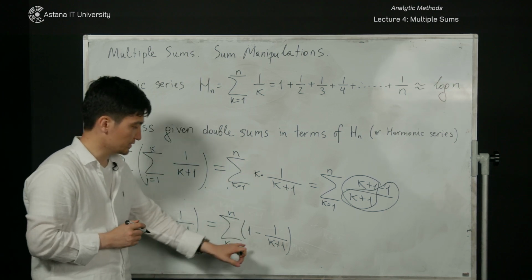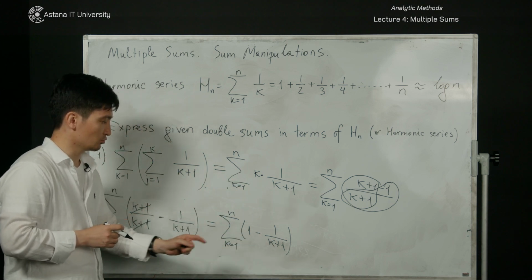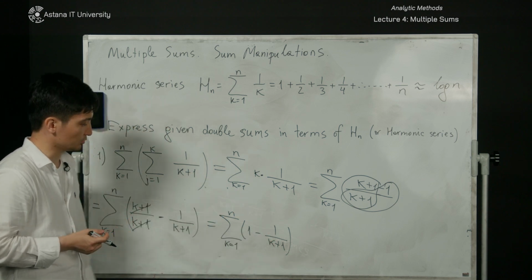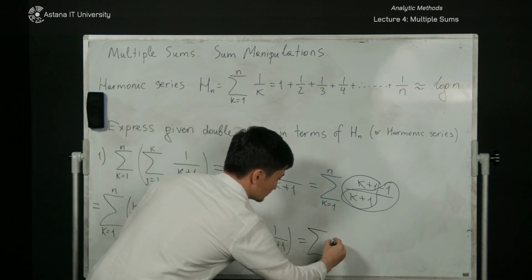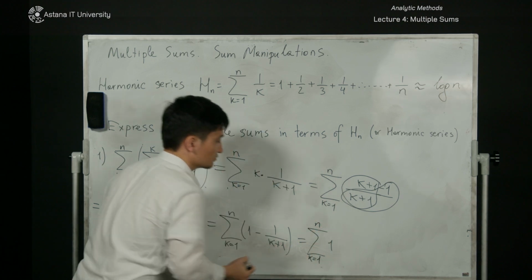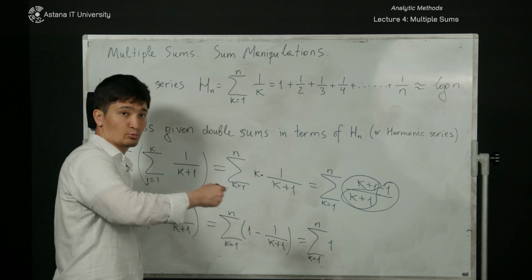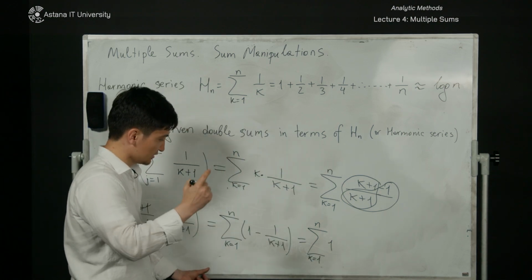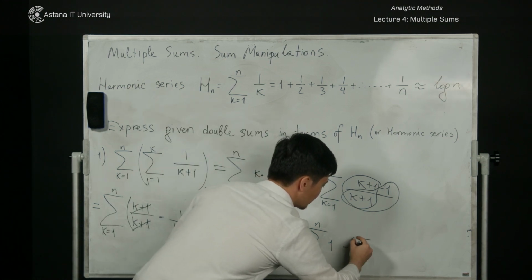Okay, as you know, this sum can be split into two parts, right? Because we have the sum of two terms, 1 and minus 1 over k plus 1, right? Okay, so I can write it as two sums. The sum of 1, k from 1 until n, so you're adding 1 to itself n times, which as you can guess will be equal to n. And I will have this one over here.